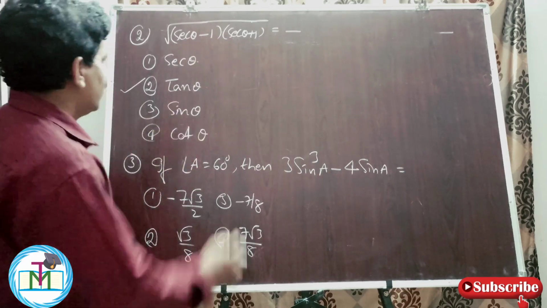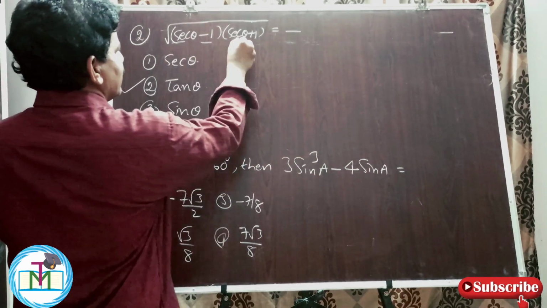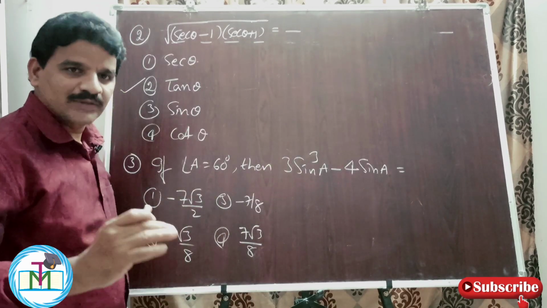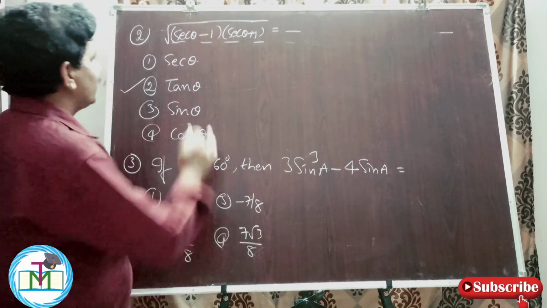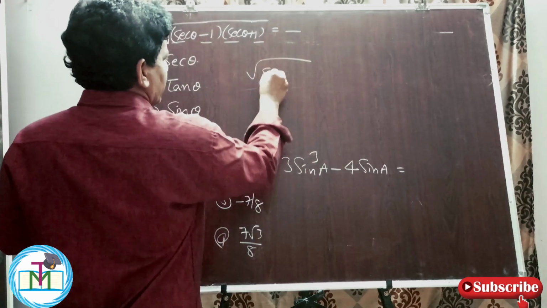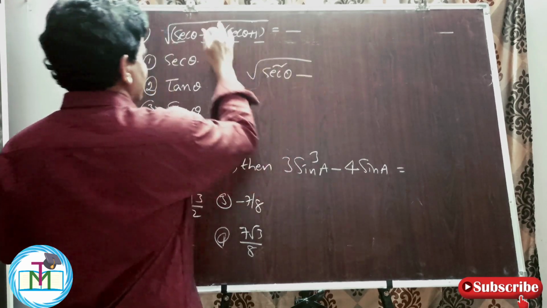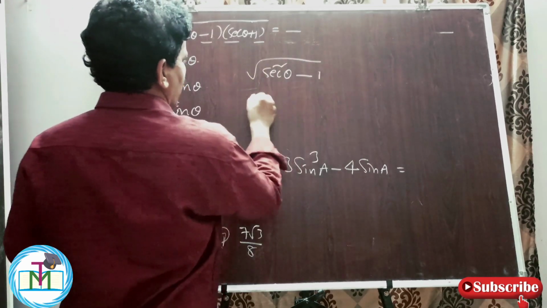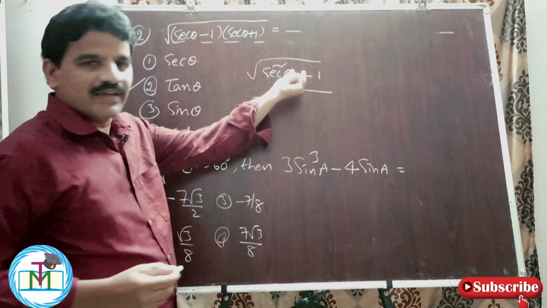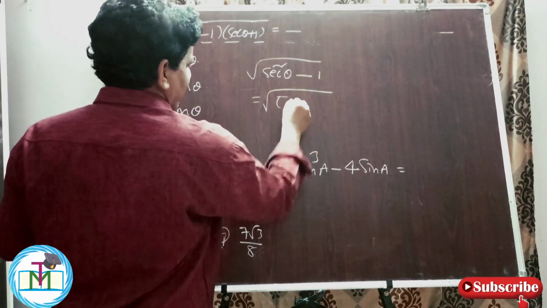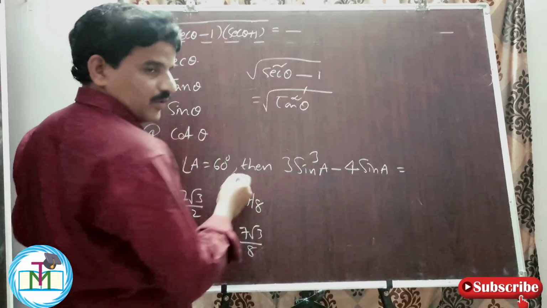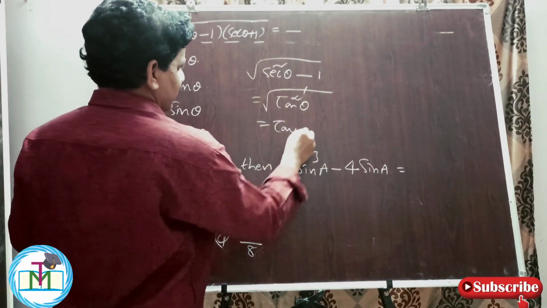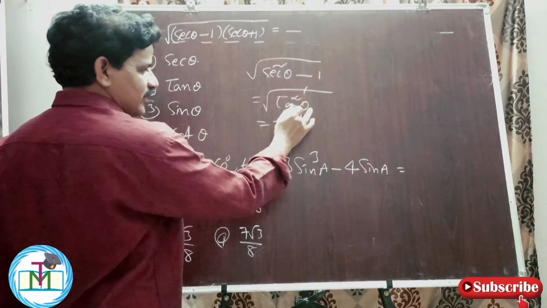Now I will simplify this. This is a minus b, this is a plus b. A plus b into a minus b is a square minus b square. Under the root, secant square theta minus 1 square, which is 1. What is secant square theta minus 1? Tan square theta. The square root cancels, and we get tan theta. How did we get secant square theta minus 1 equal to tan square theta?